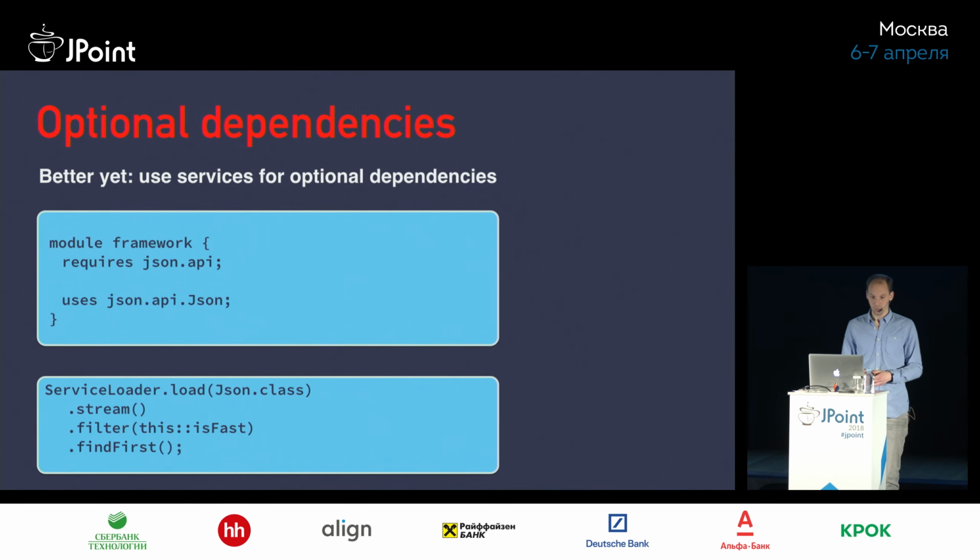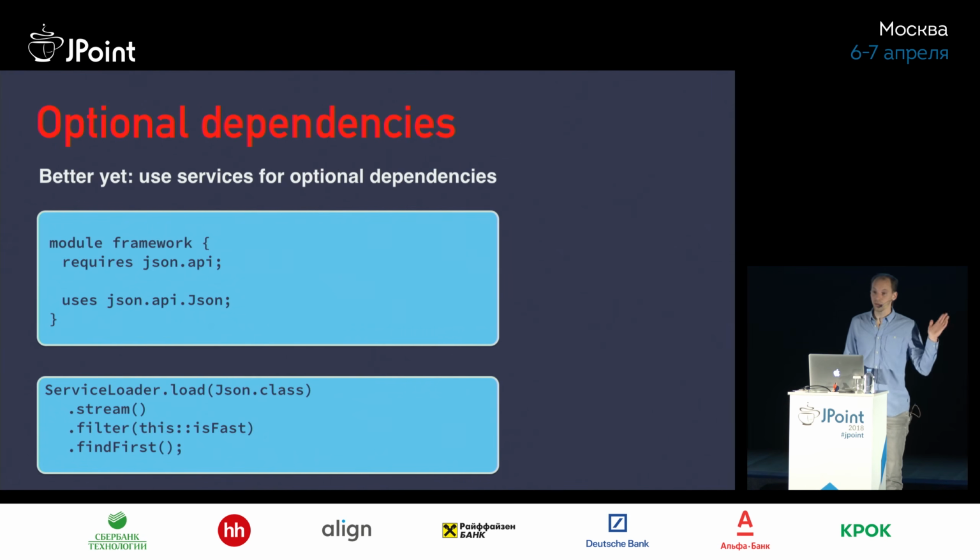And what you can do now is, for example, as a framework, define some API, in this case a JSON API, and then indicate to the module system that you use anything that implements this API, in this case the JSON API. And as a framework, you can now call ServiceLoader.load and give me anything that implements this JSON interface.